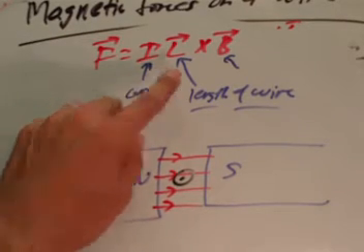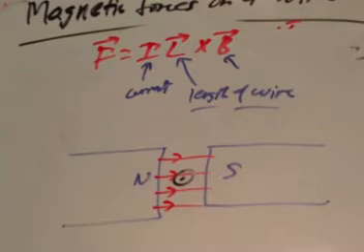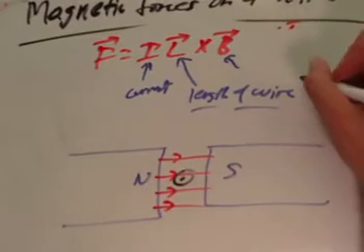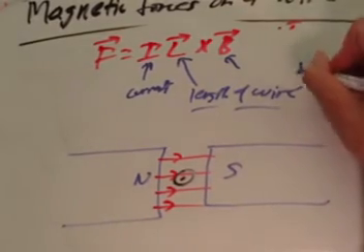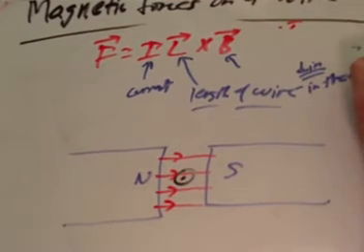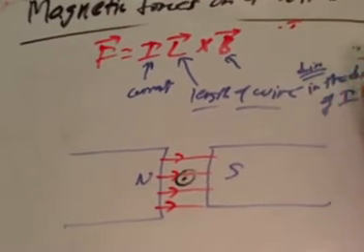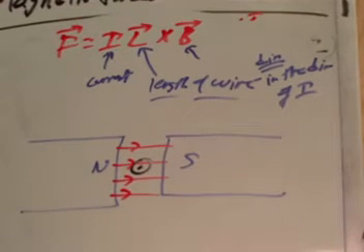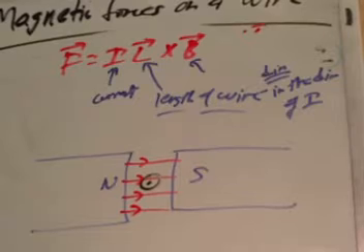But this is the length of the wire, and the direction of the length of the wire is always in the direction of the current, for sure. So it's the length of the wire, but the direction is the direction the current's traveling. In this case, I have the current coming at me.